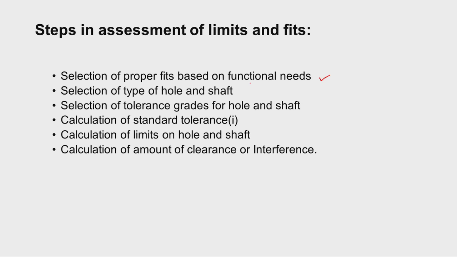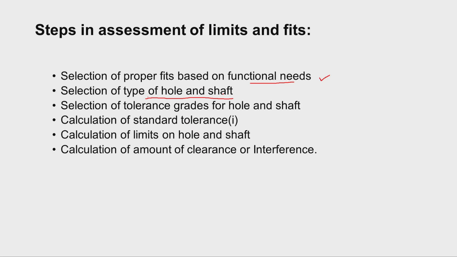So, it basically depends upon the functional needs, what is the application of the mating parts. And then once we select the proper fits based on functional needs, within that we have to select what type of hole is required or what type of shaft is required. For example, if we select clearance fit, within that we require an H hole or B hole or C hole. Similarly, when we come to the shaft, what type of shaft is required, H shaft or M shaft or B shaft is required. So, that we have to select.